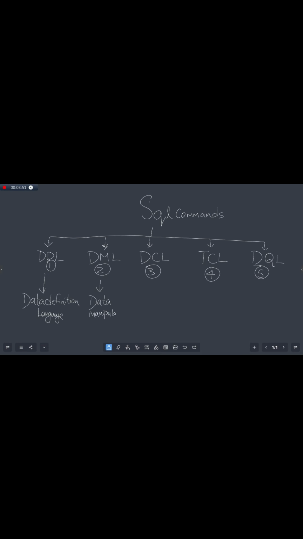DML means data manipulation language. DCL means data control language. TCL means transaction control language, and DQL means data query language. So finally, SQL commands are divided into five categories. Let's get to know about DDL.